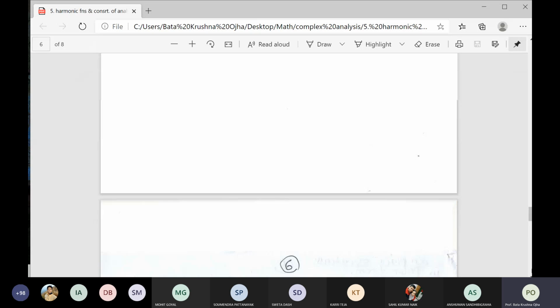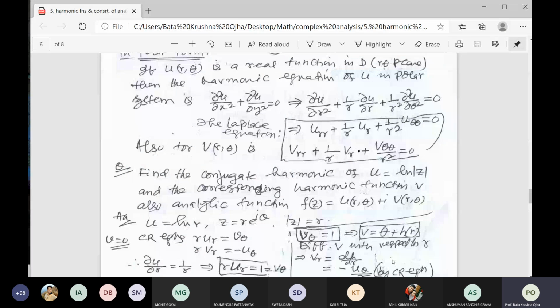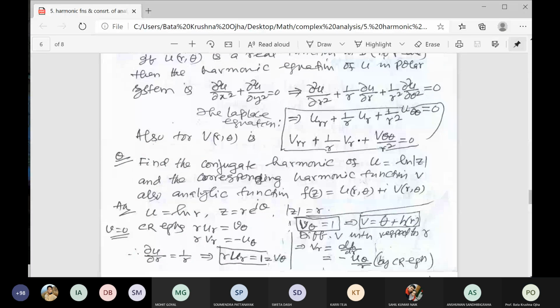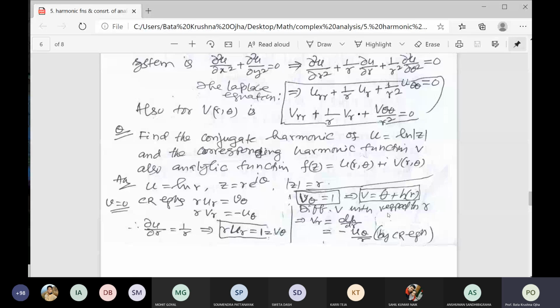If you check the harmonic function, what will you do here? You already calculated del u by del r, which is equal to 1 by r. What is del square u by del r square? That is minus 1 by r square. If you substitute minus 1 by r square plus 1 by r into 1 by r, that is 1 by r square, and u_theta theta is equal to 0. So the first two terms cancel because both have opposite signs. So the result is 0, satisfying the Laplace equation.